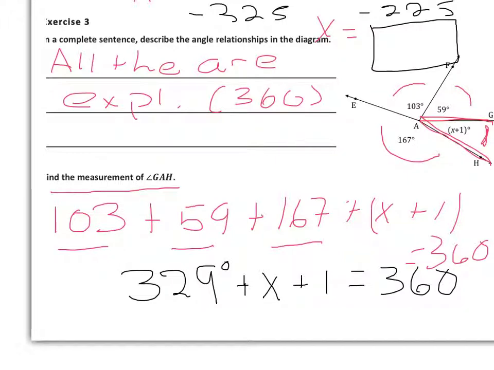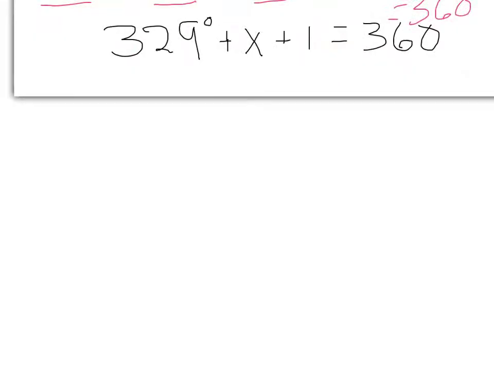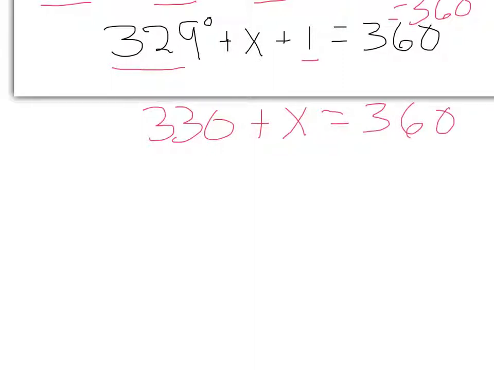So let me erase all my work here. Okay, I just pulled it up so that all I got is my equation right there ready to solve. And the last thing, we have two more constants to add here, 329 and 1. So we're going to add 329 and 1, which is 330, plus an unknown, is that still equal to 360 degrees?